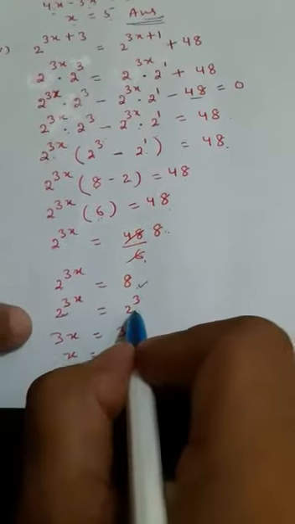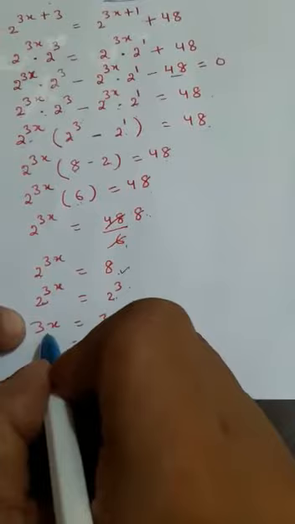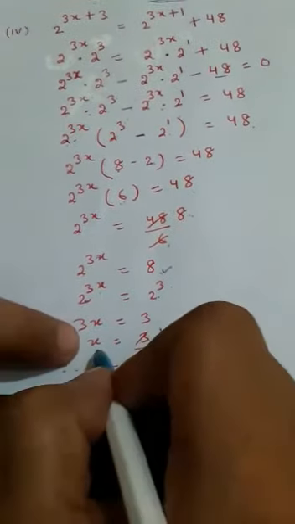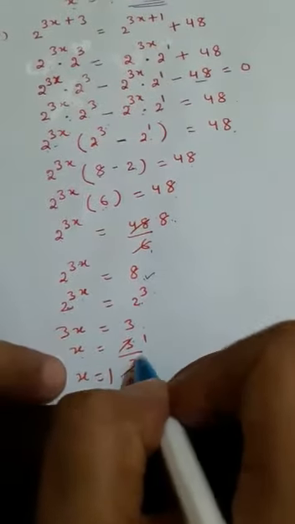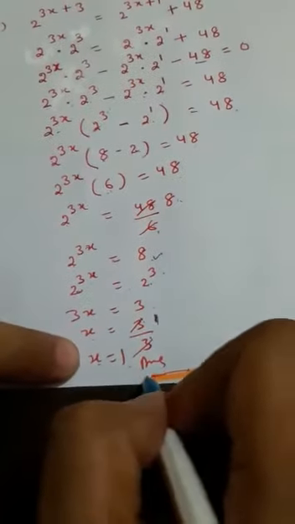So their bases are the same, therefore their powers will also be equal. Therefore we can write 3x is equal to 3. So x is equal to 3 by 3. So 3 will cancel out. Here it will be 1. So x is equal to 1. So 1 will be our answer.